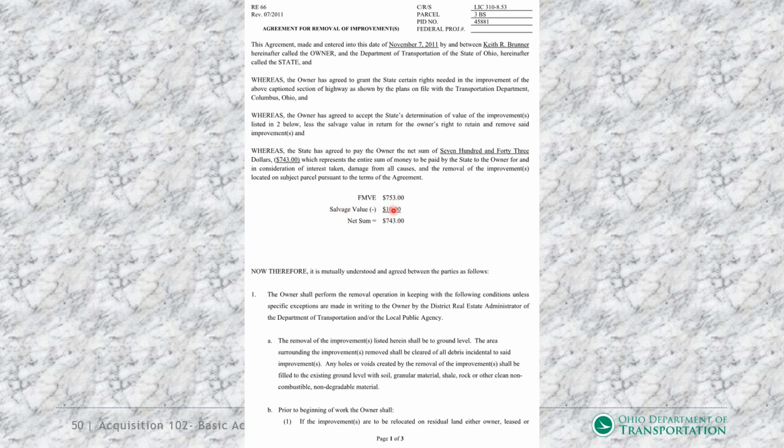And we're not going to get into salvage value in this course either. So this will make a lot more sense if you're new to the process whenever we get around to our 103 courses. So $753 minus the salvage value that was determined of $10 is the net sum. Net sum is inserted into the paragraph.